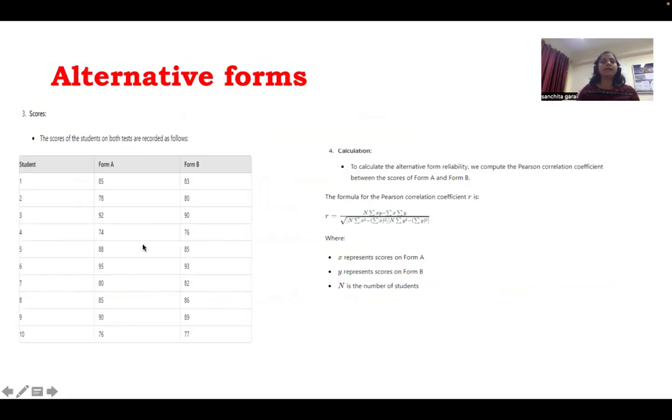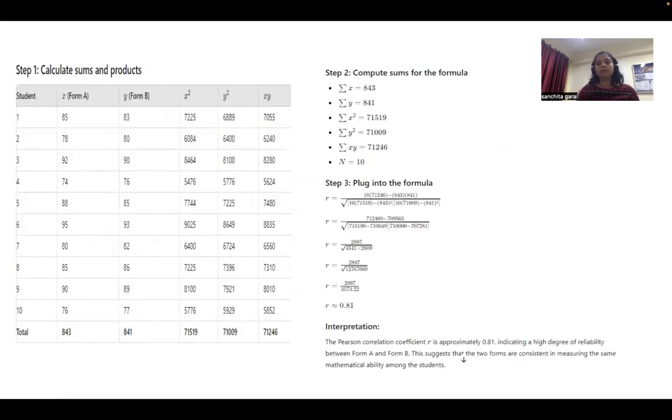Here we are asking 10 students, and they are getting the test results for form A and form B. For one student, we are asking, and one student got the marks of 85 for form A and 83 marks for form B. Like that, the calculation of reliability we have already discussed in the previous video, the correlation coefficient formula is there, then we will do it.